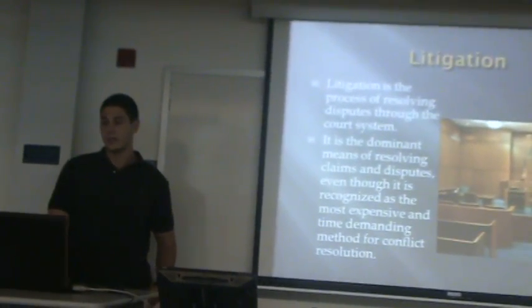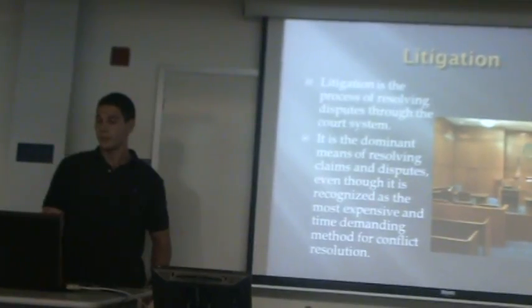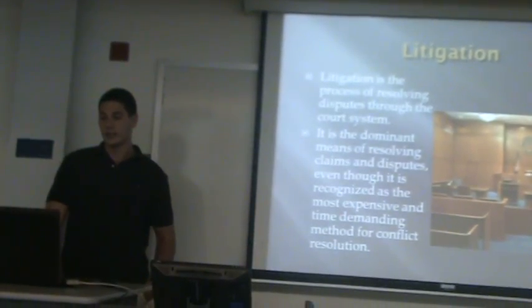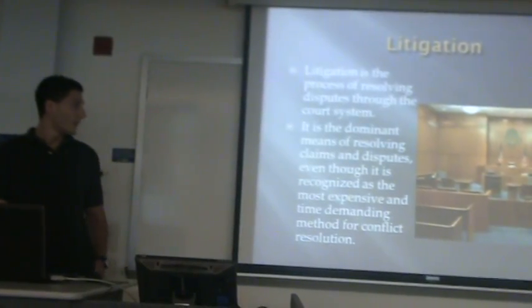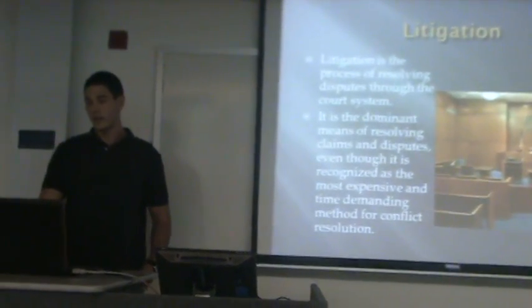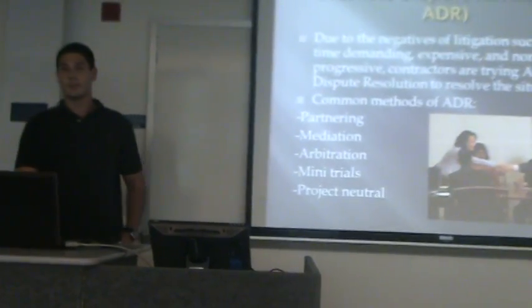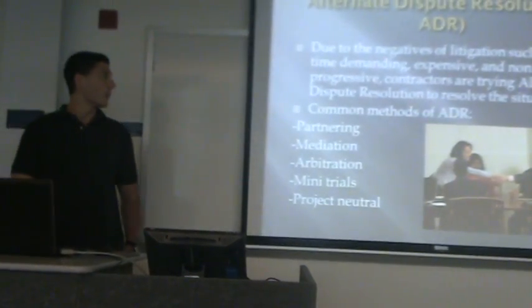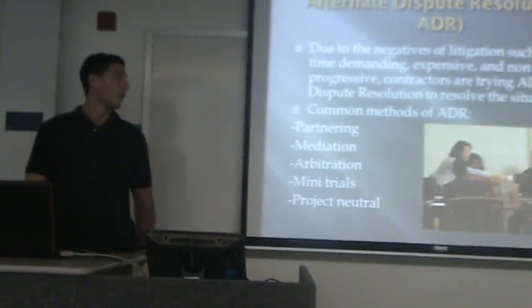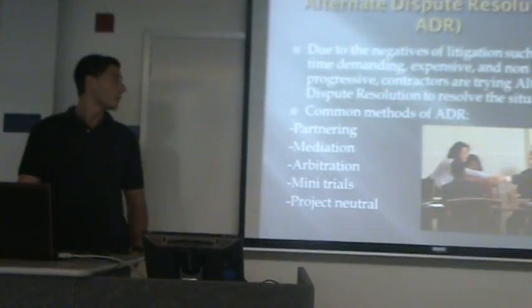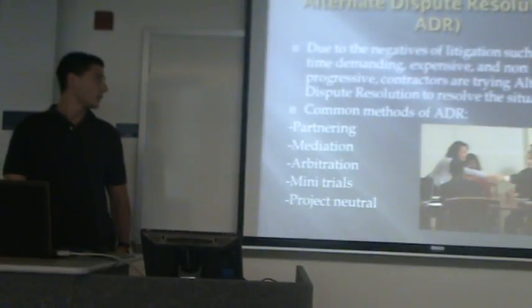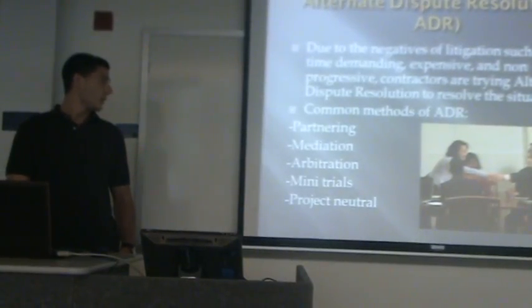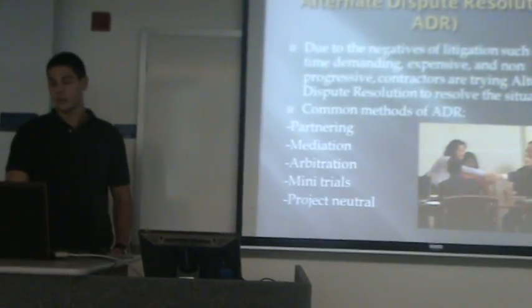The first and most often way to resolve conflicts is litigation. Litigation is resolving disputes through the court system. It's the dominant means of resolving claims, even though it is recognized as the most expensive and time-demanding method. Alternative dispute resolution is becoming more popular due to the negatives of going through the litigation process. Some common methods of ADR are partnering, mediation, arbitration, mini-trials, and project neutral.